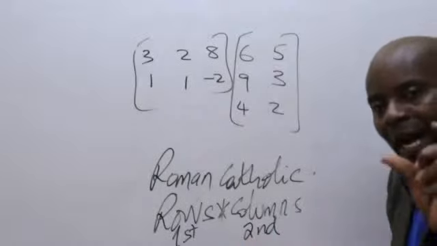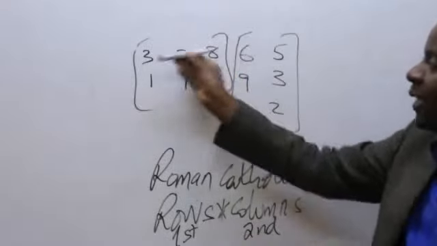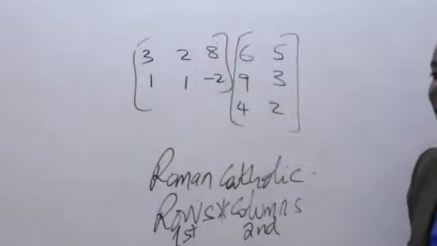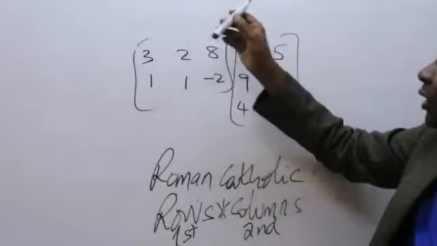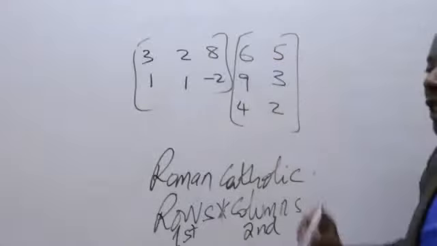Rows of the first matrix, rows go like this always. Column is like the columns of a house that stand like this. So I'm repeating again. I'm saying that the rows of the first matrix will multiply the columns of the second matrix.